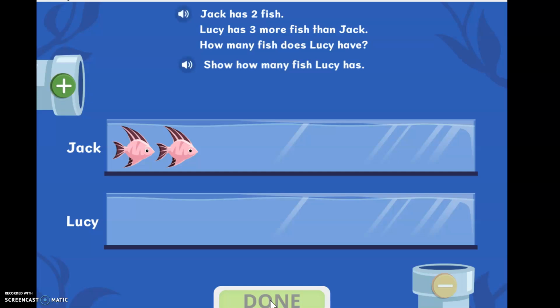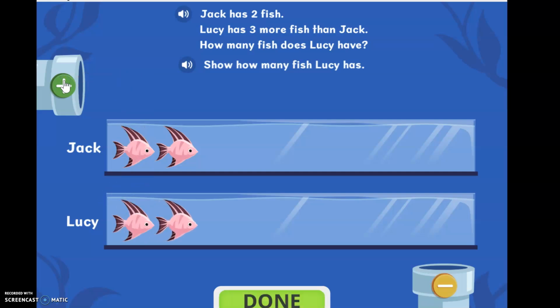Okay, so this is where it gets a little not confusing, but we have to pay very close attention. Jack has 2 fish. Lucy has 3 more fish than Jack. It does not tell me Lucy has 3 fish. Okay, she has 3 more than Jack. So let's look. How many does Jack have? Okay, so he has 2. So we're going to add those 2 fish.